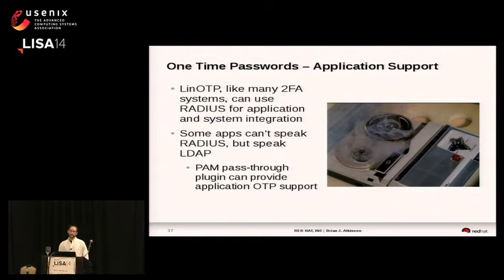On the application support side, this is how we provide OTP auth for applications without using a lot of proprietary software. OTP, like a lot of two-factor authentication systems, can use Radius on the back end. Unfortunately, a lot of applications can't speak Radius. But guess what? They speak LDAP. So enter the PAM pass-through plugin for LDAP. This allows us to front-end OTP solutions with LDAP. So the application is talking LDAP, but it requires the user's OTP token. This has worked out really well. Radius support is adopted in the networking world pretty well, but various applications don't really speak Radius very much.